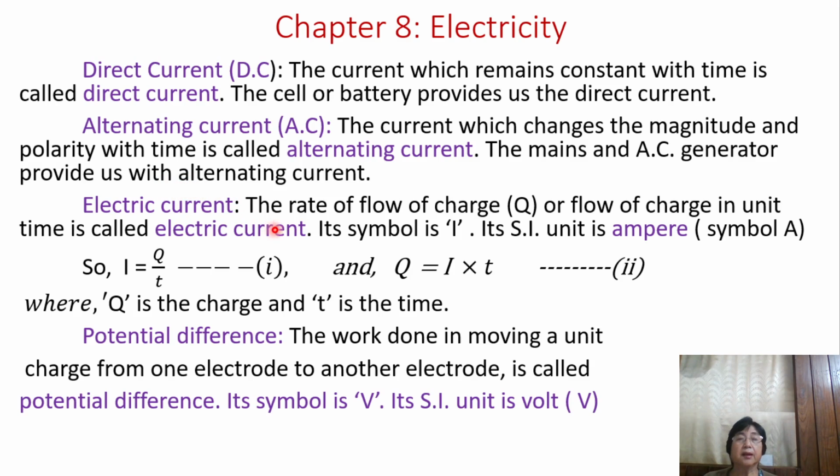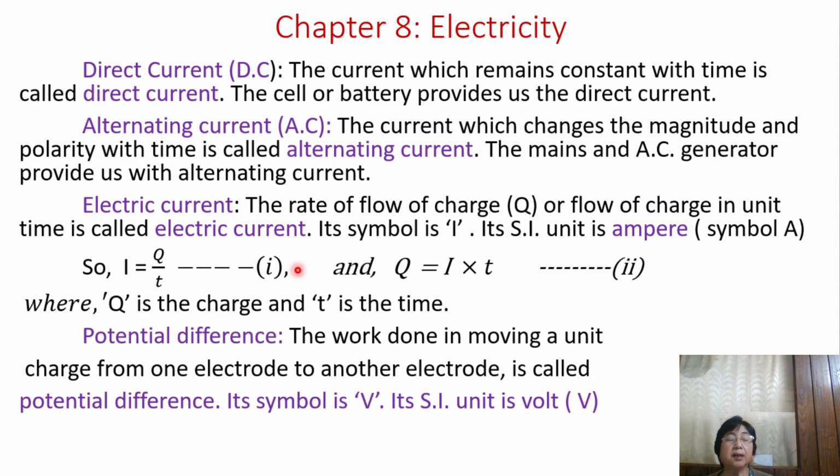Electric current: the rate of flow of charge, with charge having the symbol capital Q, or we can also define it as flow of charge in unit time, is called electric current. The symbol of electric current is capital I. Its SI unit is ampere, symbol capital A. So I is equal to Q by t. That is what we mean by the rate of flow of charge.